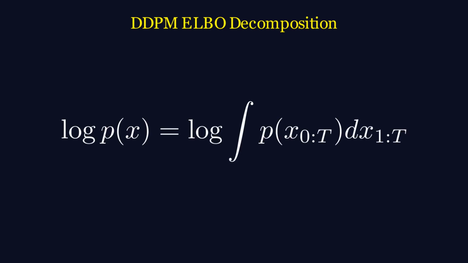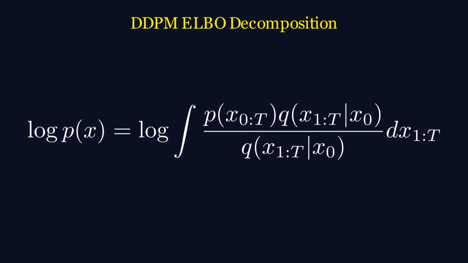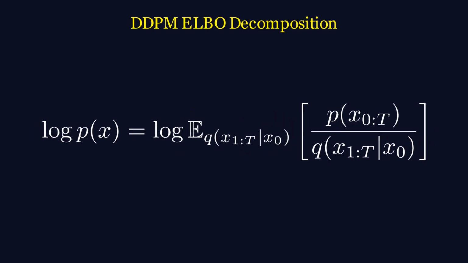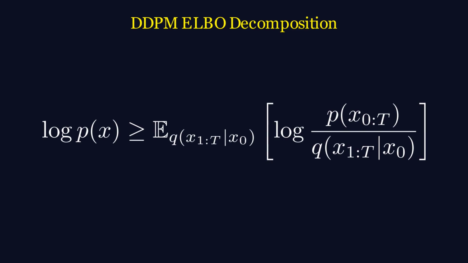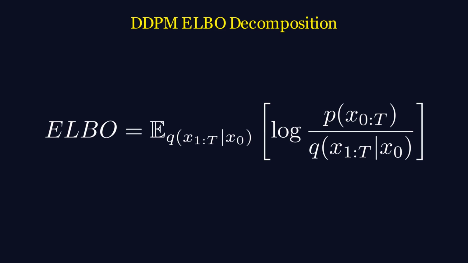Similarly, here we start with the log evidence, the log probability of our data. We introduce our forward process q as an importance sampling distribution, multiplying and dividing by it. This clever trick doesn't change the value. Now we have the expectation of a ratio under q. Jensen's inequality tells us that the log of an expectation is greater than or equal to the expectation of the log. Our ELBO is now the expected log ratio between the true and approximate distributions.